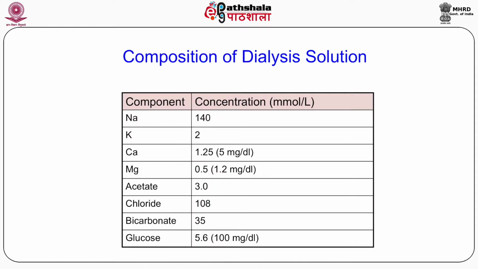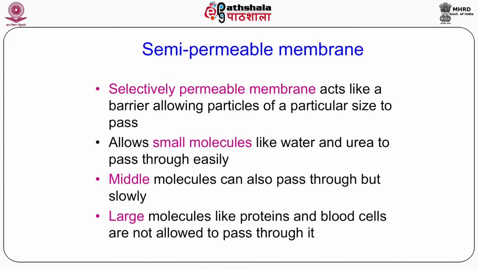The composition of a normal dialysis solution is very similar to what we have already discussed, the human extracellular fluid compartment. Important electrolytes like sodium, potassium, calcium, magnesium along with glucose have to be ensured. That means the concentration has to match the ECF in the patient's blood. Only in special situations where there is an electrolyte imbalance in the patient might this concentration be changed according to the patient's requirement. Now we'll discuss the second concept, which is very important for understanding hemodialysis, which is the semi-permeable membrane.